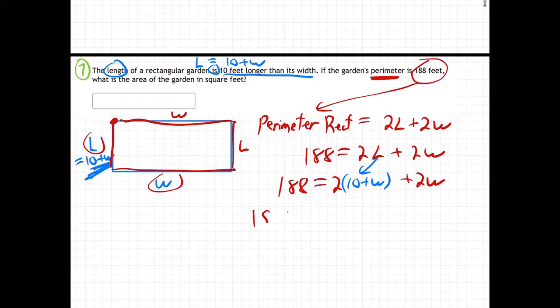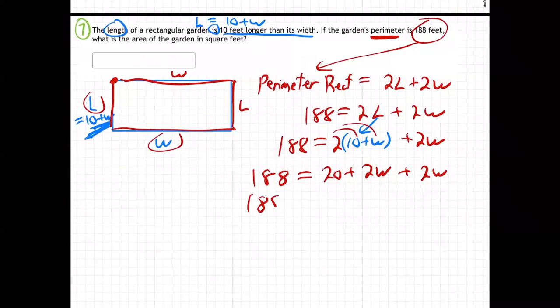Let's do it. So this is 188 equals, and this will distribute. 2 times 10 is 20 plus 2W plus 2W. So 188 is 20 plus 2W and 2W is 4W. It's not 4W squared, right? You only square the letters when they multiply. If it was 2W times 2W, that'd be 4W squared. But when you add letters, you just add the numbers in the front.